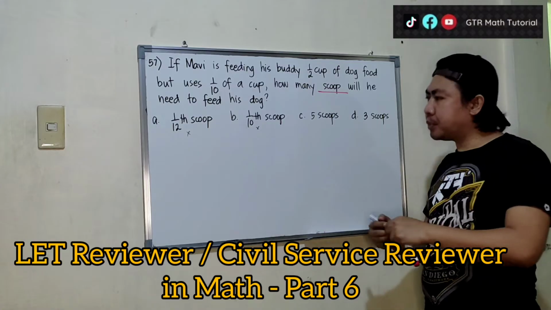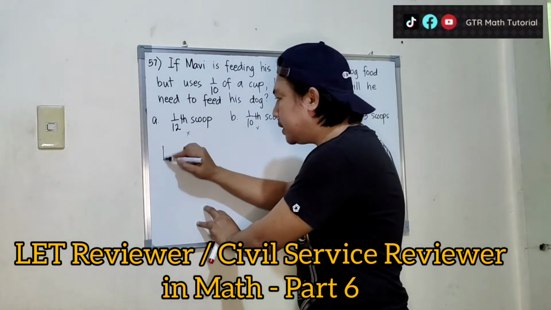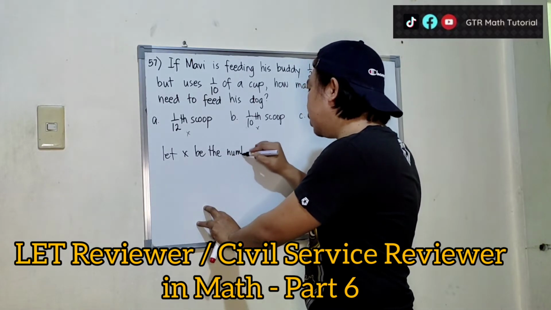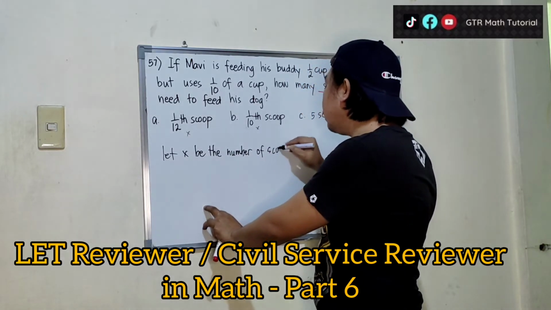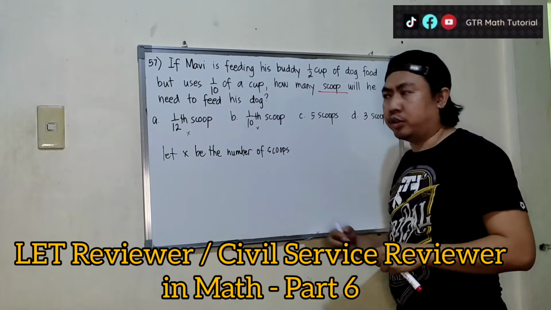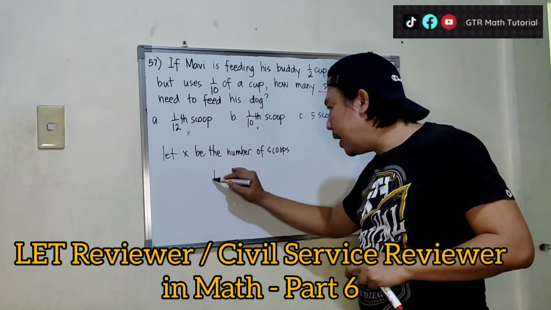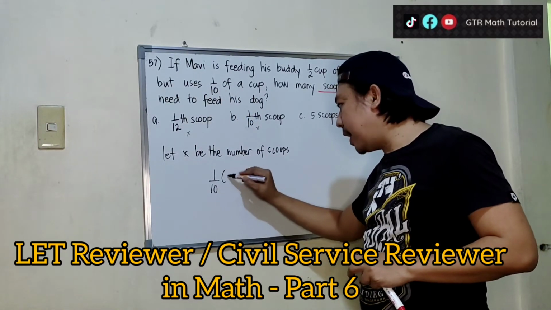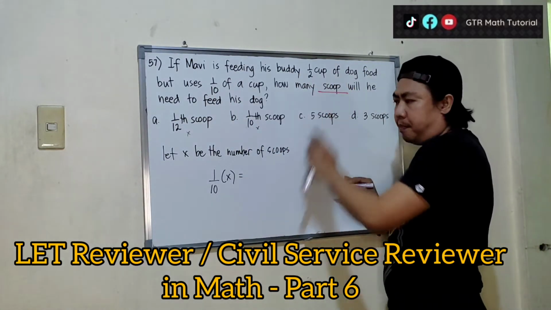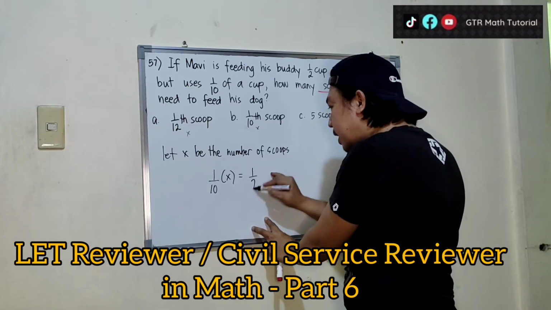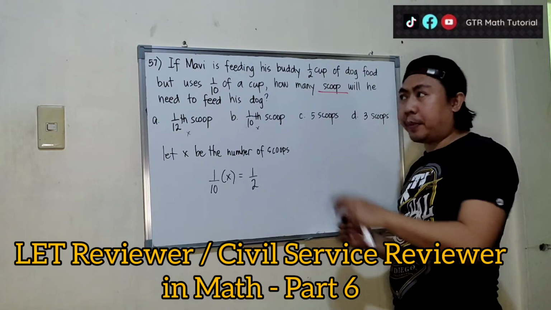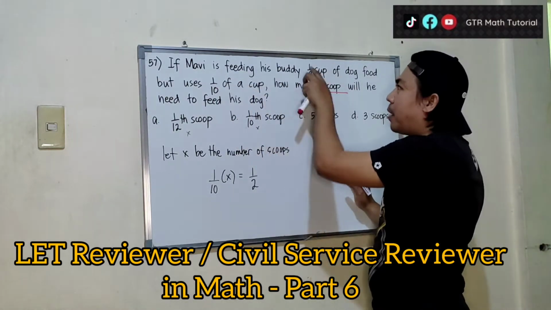So solve lang natin. So let x be the number of scoops. So ang gagamitin daw niyang cup is 1/10 of a cup. So therefore, i-multiply natin yung 1/10 of a cup times x equals dapat sa 1/2 cup. So ito ang equation natin, 1/10x equals 1/2. So ganun lang, solve for x. So actually, pwedeng i-mentally na natin to, ilang 1/10 para maging 1/2.